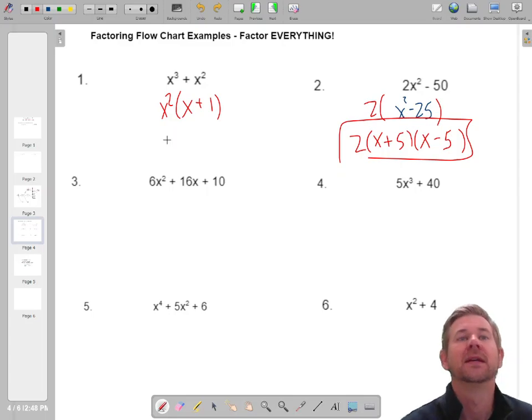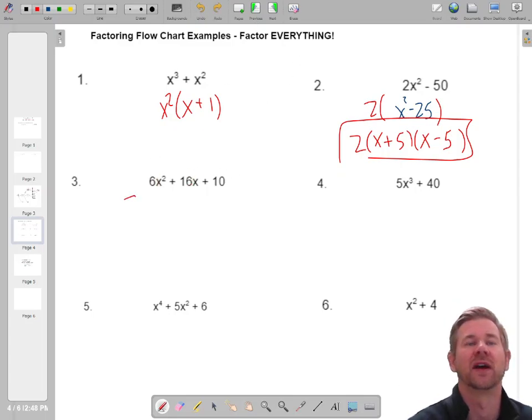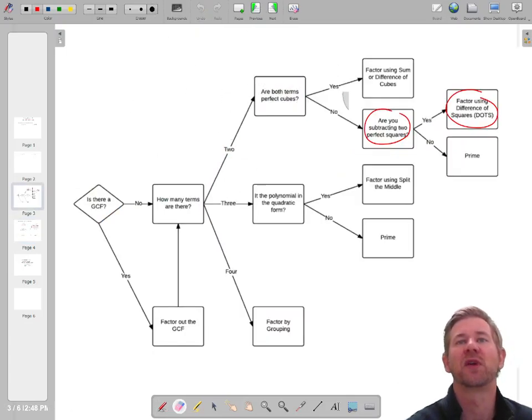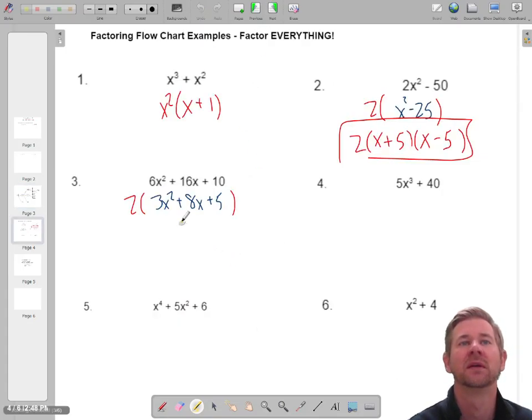Let's try again. For number 3, is there a GCF? They're all even. There's at least a 2 I can factor out. Now I have 3x squared plus 8x plus 5. And now I go back and say, okay, I have 3 terms in this problem. I just did GCF, 3 terms. Is it in the quadratic form? Yes, exponents 2 and 1. So I'm going to split the middle.